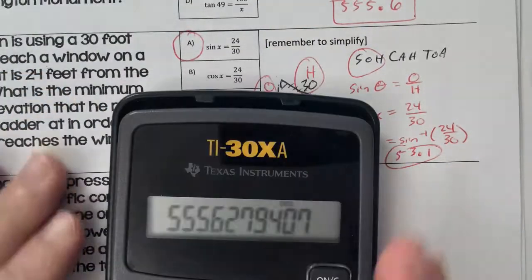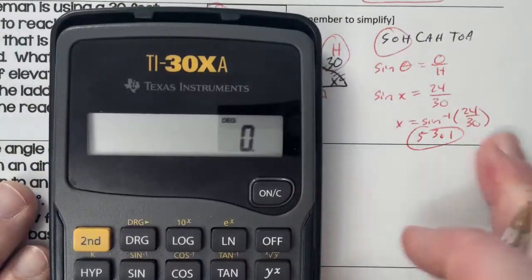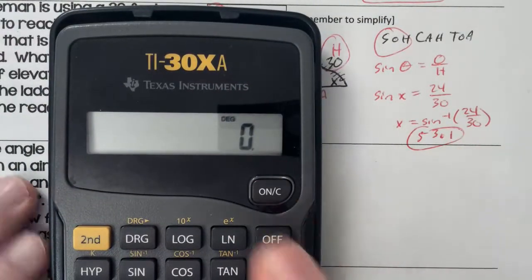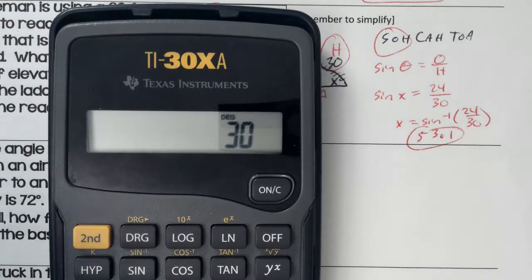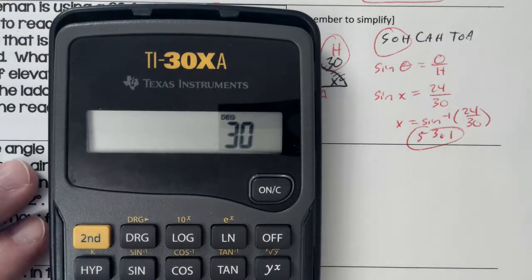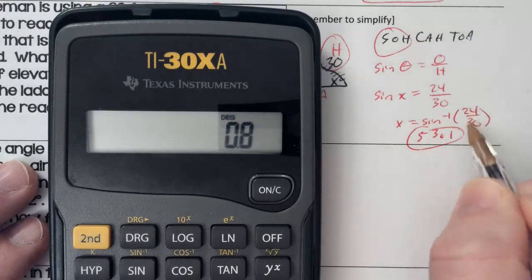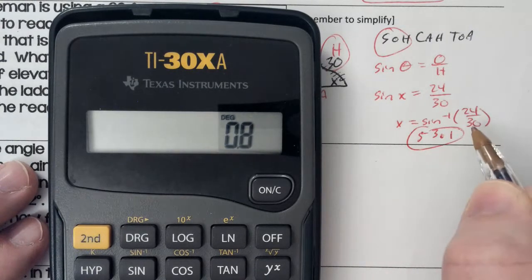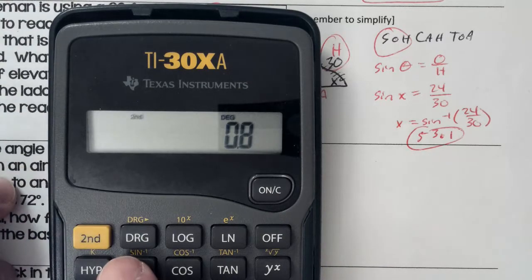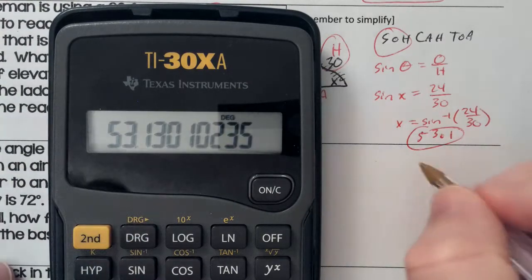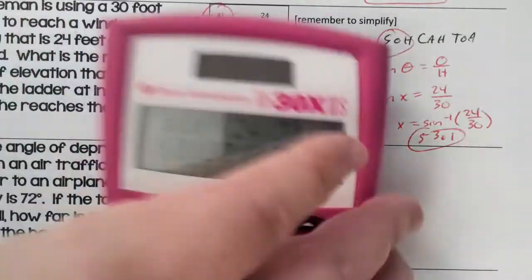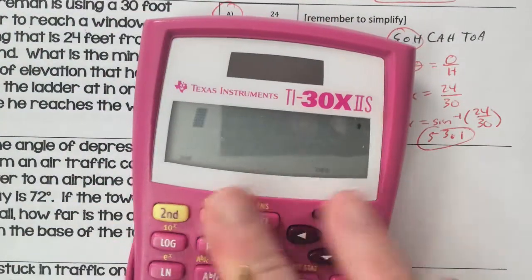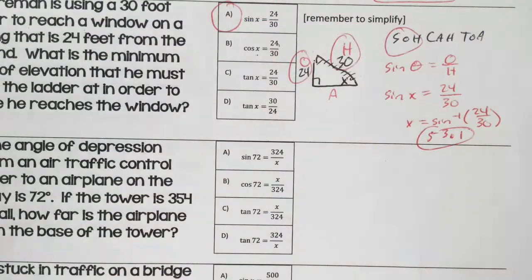Now, how do you do it on this one? Once again, you have to type it in backwards. So you have to do the 24 over 30 first. Make sure you're in degrees. 24 divided by 30. You have to push equals, or you're going to get the answer wrong. Okay, so now we have our fraction. Now we're going to do second sine. And there's your answer. And we got the same number. So this calculator is dangerous. This calculator is awesome. So you should pick and choose what you're going to use for the test.